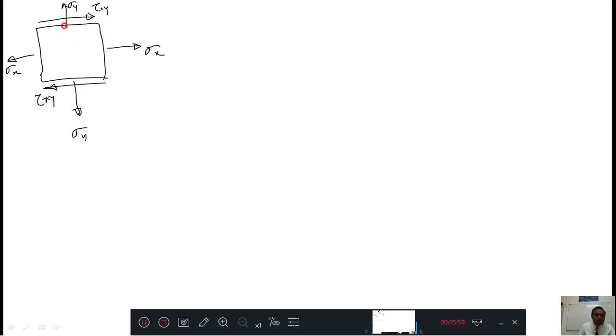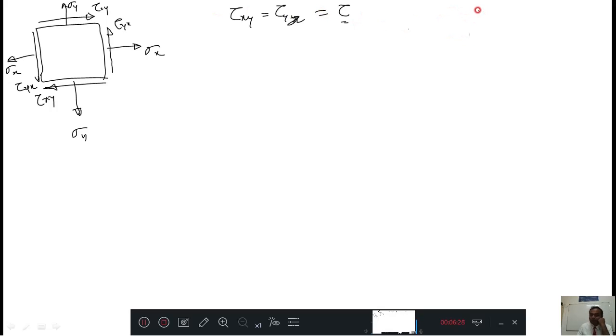Now these two are rotating in clockwise direction. To oppose that and make it equilibrium, we want tau yx. For equilibrium, tau yx. But mathematically we know that tau xy equals tau yx. That simply I can write as a tau, just a tau. And all other conventions that we made in previous class derivations are the same.